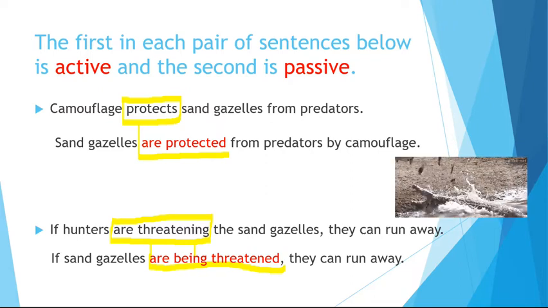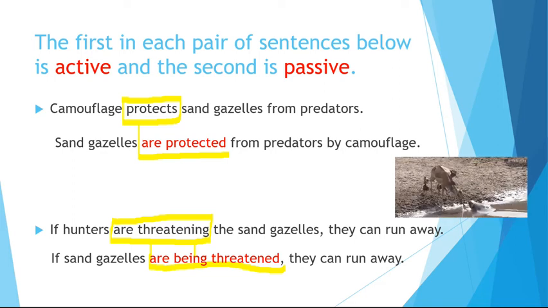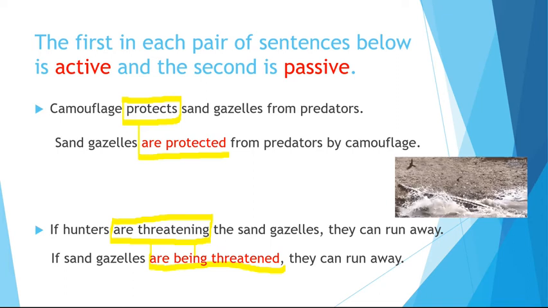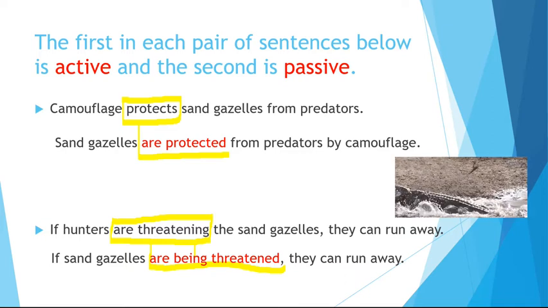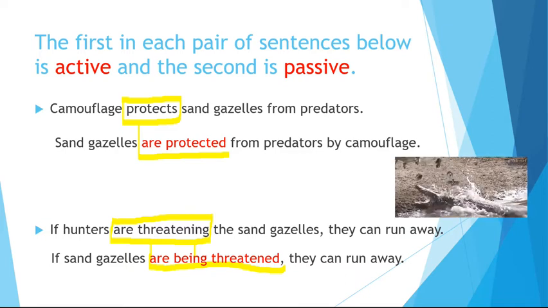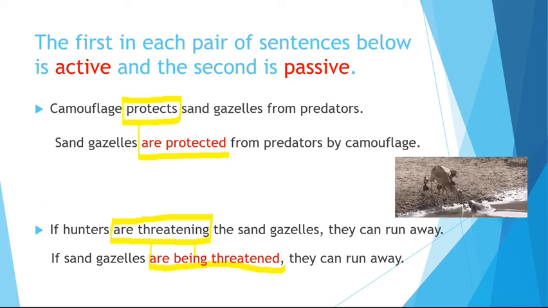Look at the picture before we move on. The sand gazelle is using their speed and agility to evade the attention of predators. So their speed and agility are used to evade the attention of predators. The crocodile is one of the sand gazelle's predators.